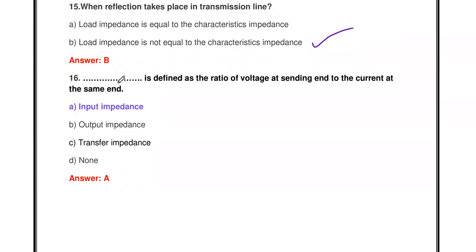The next thing: dash is defined as the ratio of voltage at the sending end to the current at the same end. It is said to be the input impedance. The input impedance of the transmission line is nothing but the voltage at the sending end divided by the current flowing in the sending end. Vs divided by Is is called the input impedance.